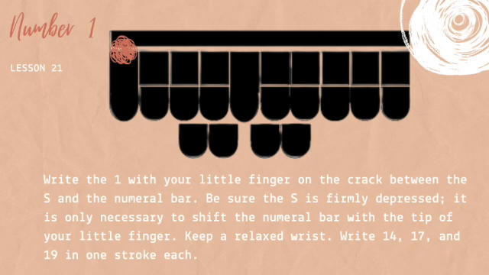We will also be learning number 1 here in lesson 21. You write 1 with your little finger on the crack between the initial S and the numeral bar. Be sure the S is firmly depressed. It is only necessary to shift the numeral bar with the tip of your little finger. Keep a relaxed wrist. Okay, you write 14, 17, and 19. How many strokes? 1 stroke each. Because these are ascending numbers, they are to be written in 1 stroke only. But for descending numbers, we write them in 2 strokes.